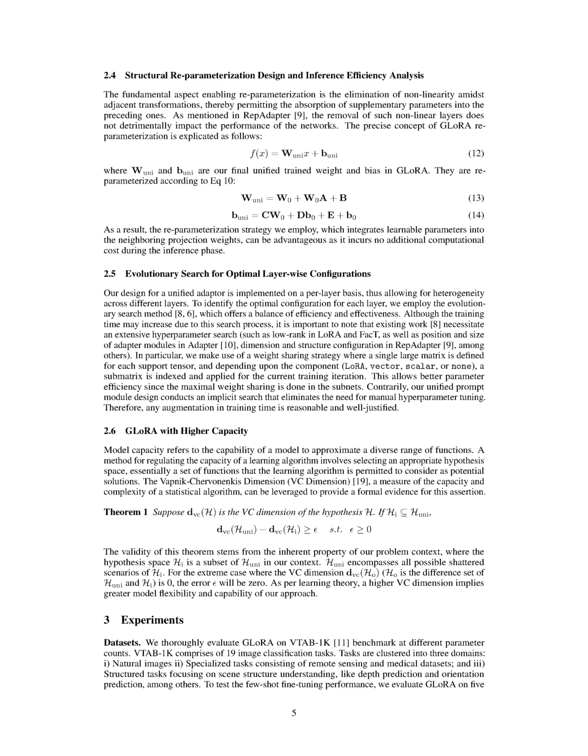VC dimensions between the two should be greater than or equal to a value epsilon, where epsilon is a non-negative number. This theorem holds true because of the specific nature of our problem. Here, our current hypothesis space H_i is indeed a subset of the universal hypothesis space, H_uni. This universal hypothesis space includes all possible scenarios that could be covered by H_i.